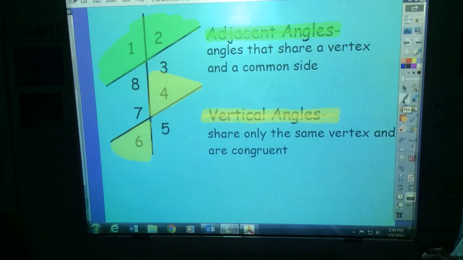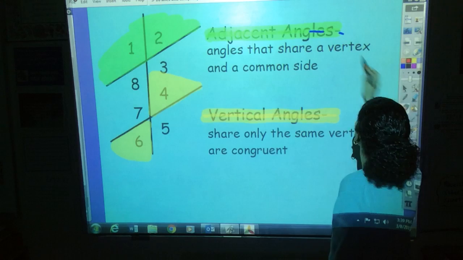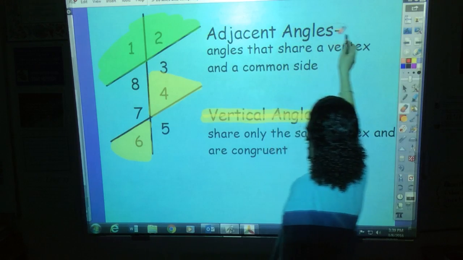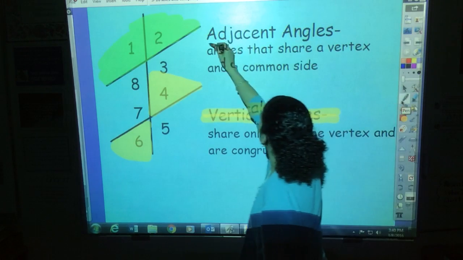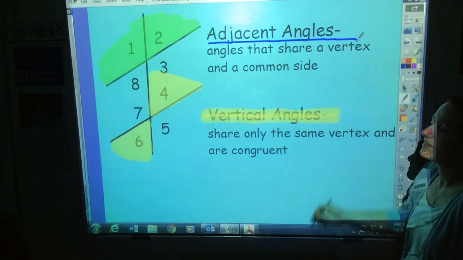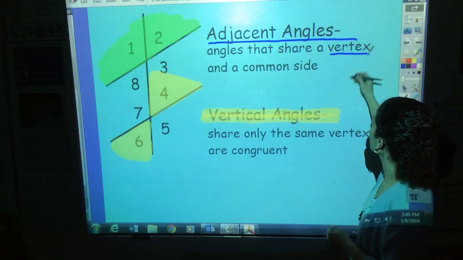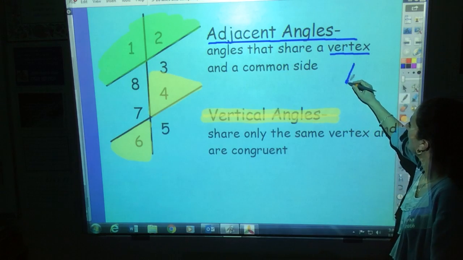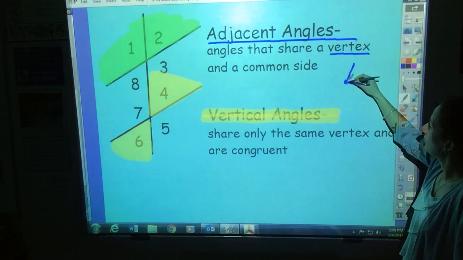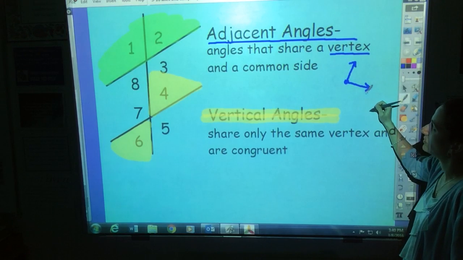First word you see up there, kind of hard to read, but it says adjacent angles. Adjacent angles are angles that share a vertex and a common side. They're next to each other. By the way, a vertex is the middle of an angle. It's the point at which the 2 lines or rays meet to form an angle.